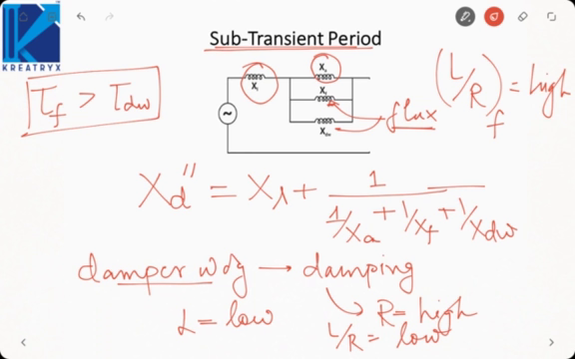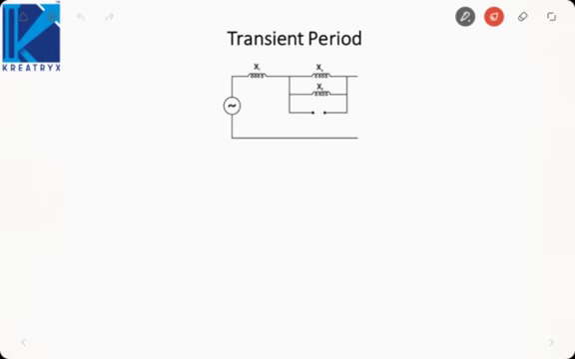Initially, to support the flux, currents are induced in the damper and the field winding. Now these currents will start decaying. As they decay, the flux will go on reducing, but that will happen gradually. The currents will decay with a time constant equal to tau. For a damper winding that is a low time constant, and for the field winding it is high. Since the damper winding time constant is low and the field winding is high, currents will decay faster in the damper winding as compared to the field winding.